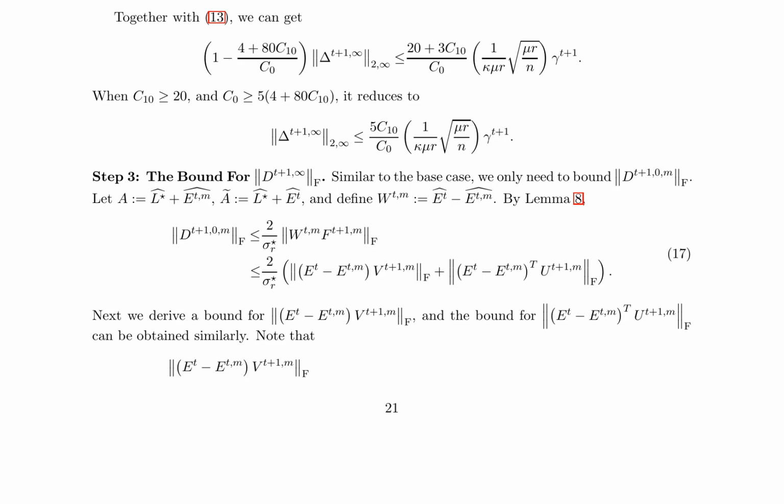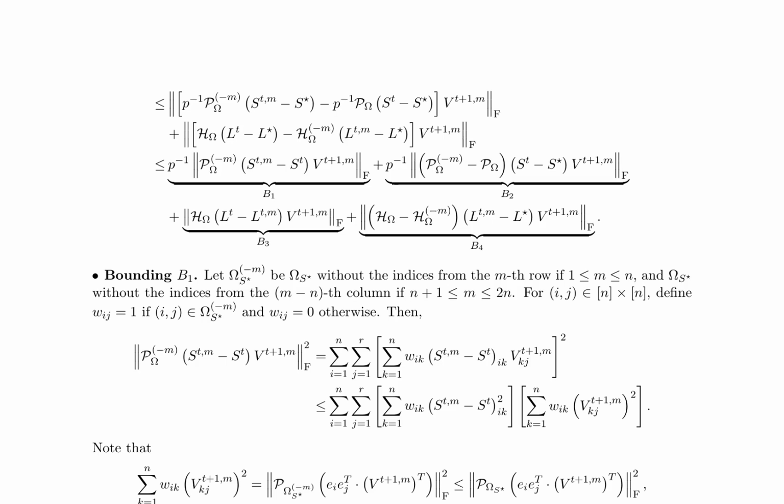On page 22, the authors focus on bounding the term δ_{t+1}, 0, M. They use an inequality for δ_{t+1}, 0, M involving 2σ_r^*, W_t, M, F_{t+1}, M and the Frobenius norm, and then derive bounds for the terms B_1 to B_4.